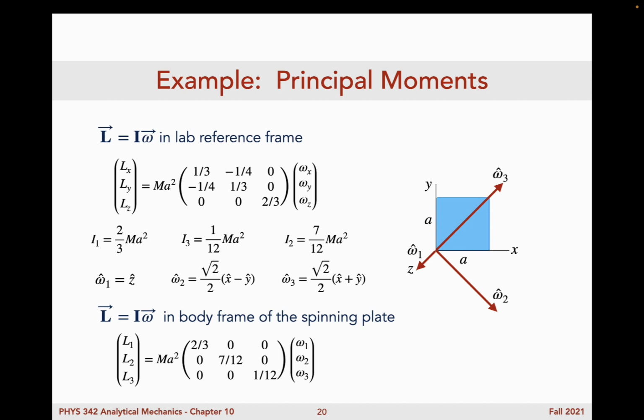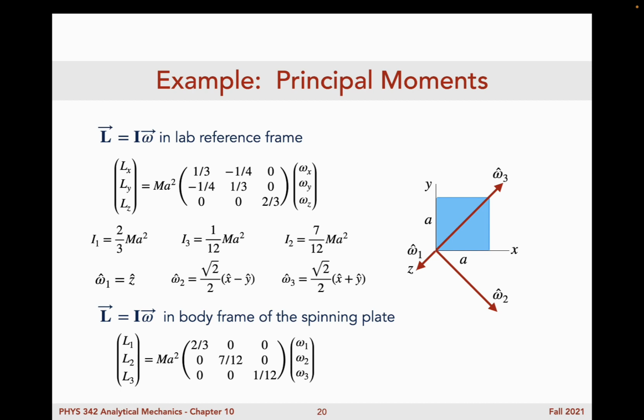If you rotate your coordinate frame so that your new x prime axis is in the z direction, your y prime axis is in the direction of omega 2, and your z prime is in this direction, then in that coordinate frame we diagonalize the inertia tensor. So in this case, if you spin it around your new transformed x, y, and z axes, then the angular momentum vector will line up with the angular velocity vector.